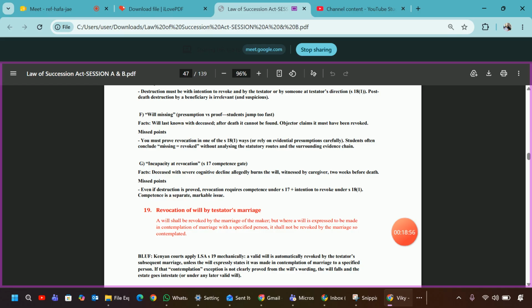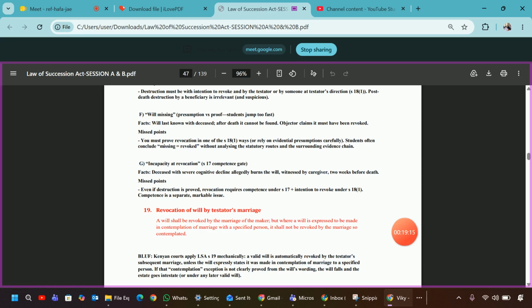Objector claims it must have been revoked. Missed points. We must prove revocation in one of the Section 18 ways or rely on evidential presumptions carefully. Students often conclude missing equals revoked without analyzing the statutory rules and the surrounding evidence chain.